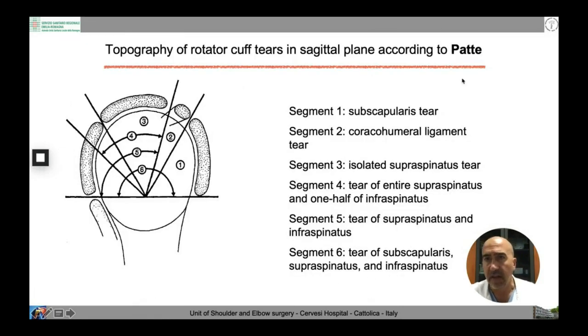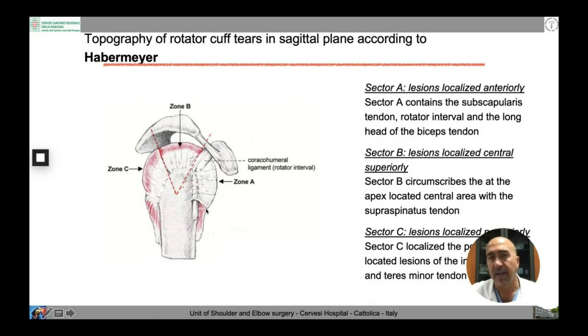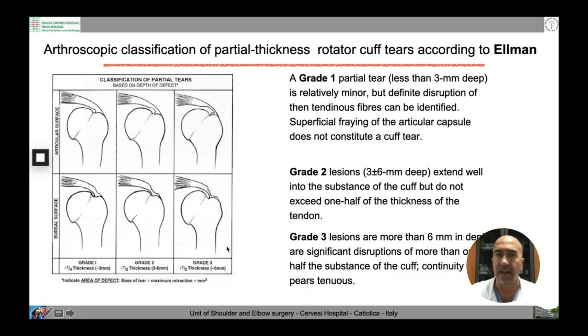Similar is the topography according to Patte, including the anterior part, the superior part, and the posterior part of the cuff. That is really close to the one from Habermeyer, where you can find zone A, zone B, and zone C, progressing from the anterior to the posterior part of the cuff.